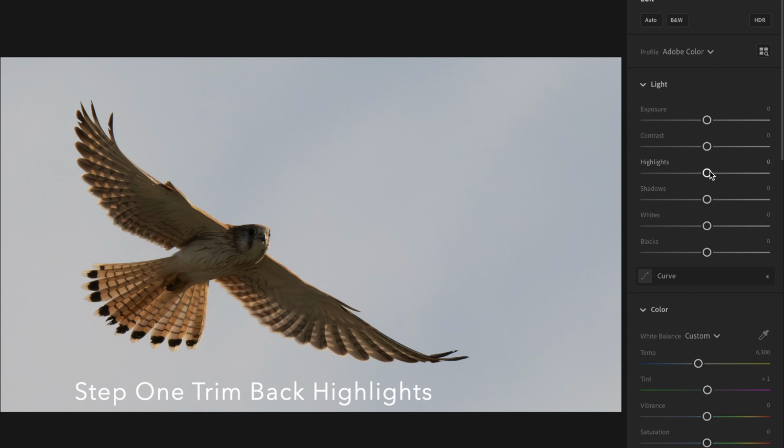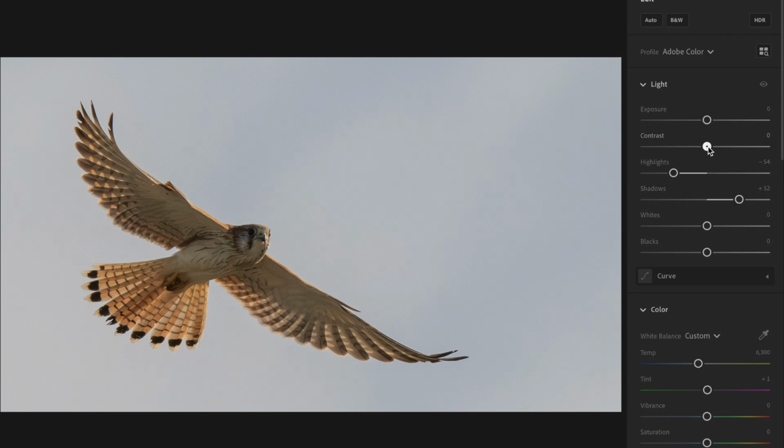Our first 2 steps are to trim back the highlights and then increase the shadows, which has the effect of evening out the light. As we didn't get a perfect image to start with, we're going to have to do a little bit of work to this one. We're also going to take the contrast down a little bit. We don't want it washed out, but we don't want a lot of contrast for this look.